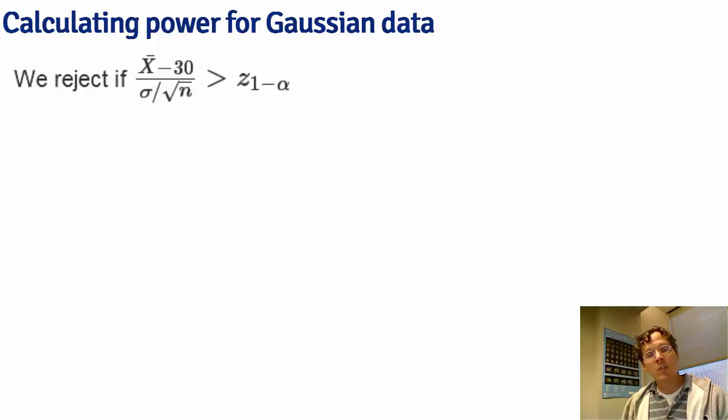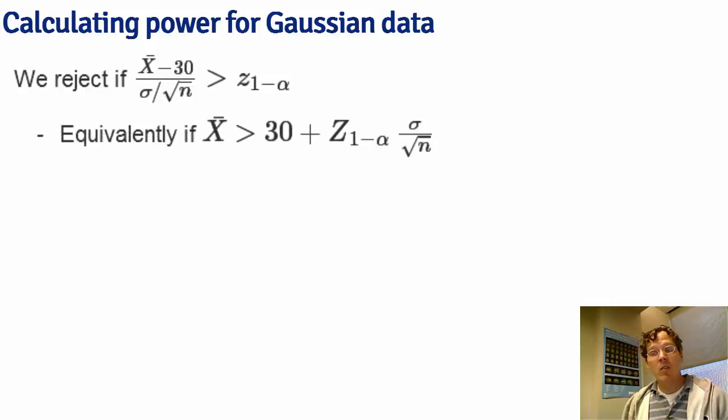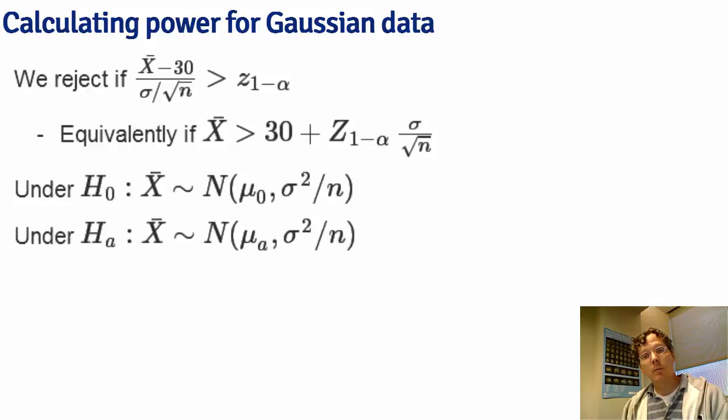Then we would reject if our z statistic, x bar minus 30 over its standard error, is bigger than z1 minus alpha. This is the same as just saying we're going to reject if x bar is bigger than 30 plus this z quantile times the standard error of the mean.